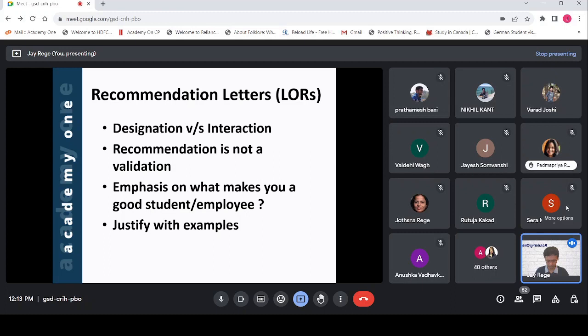So again, Varad, I don't know which program you are applying for, but in most cases, if you are applying for a CS program, I would say get recommendations from teachers who have taught you. That would always be better.